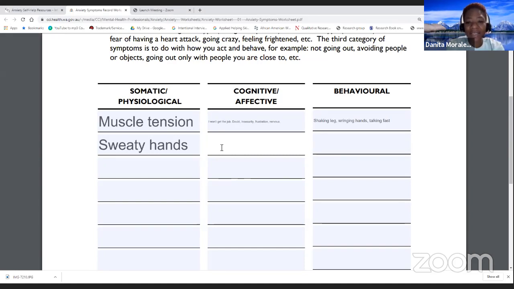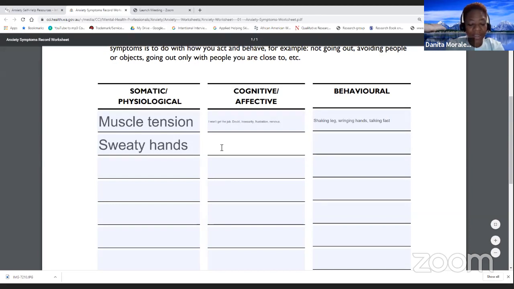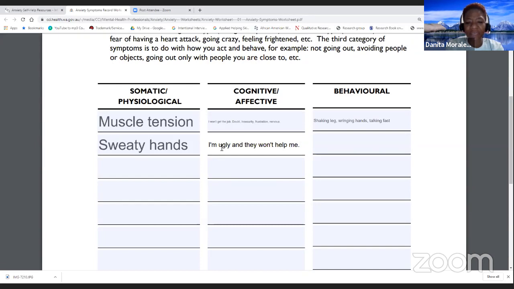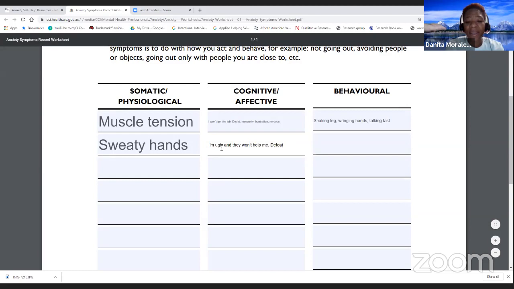And the thought, cognitive and affective. Cognitive means thought, right? Thinking. And affect means the feeling. And so you may think, I am ugly, or they won't help. Let's even make it a little more concise: I'm ugly and they won't help me. And in addition to that, the feelings may be a feeling of defeat and uncertainty.